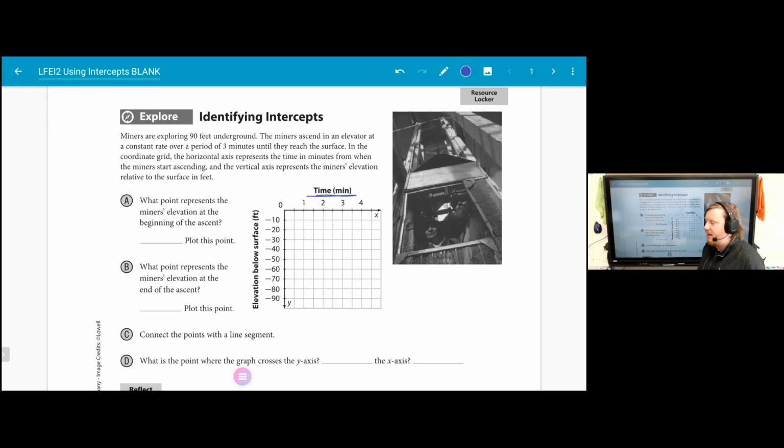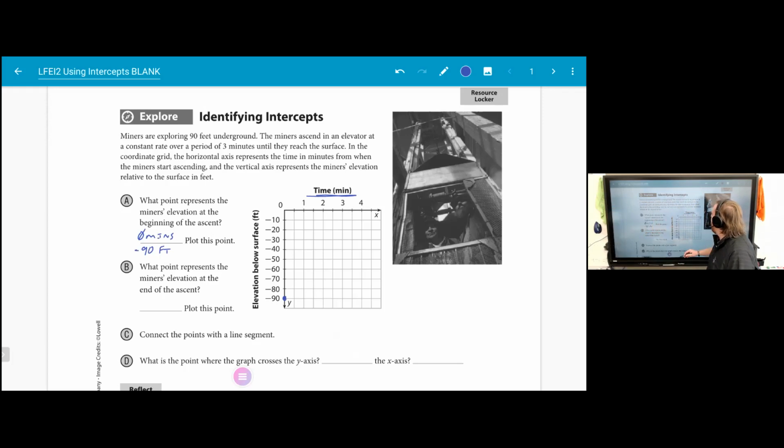And what we have here is miners are exploring 90 feet underground. So at the initial time, at time 0, when we've got 0 minutes, they are 90 feet underground. They're right down here. That's the point that represents the elevation negative 90 feet. This is when time is 0 minutes. Let me rewrite that: 0 minutes, negative 90 feet. And so we plotted that, right? Now what we're going to do is plot the elevation.